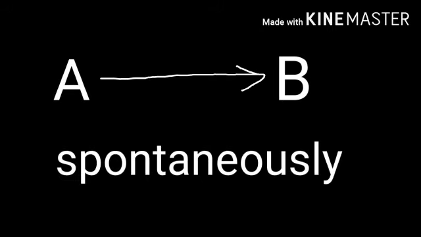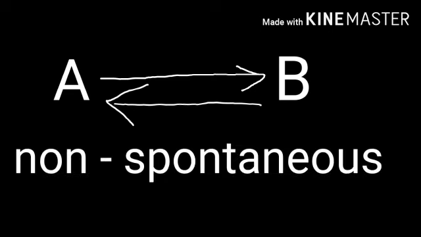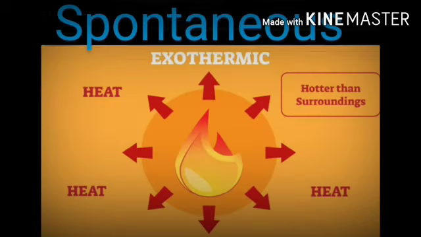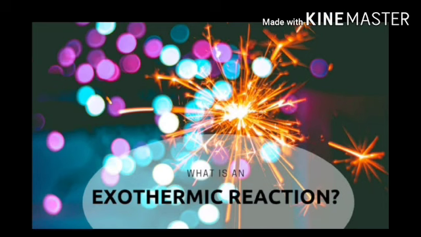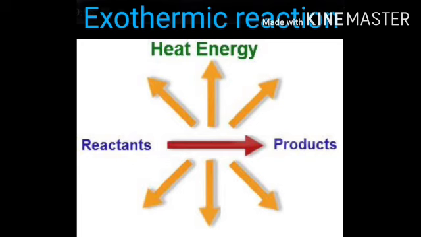From these examples, we know a reaction that takes place in one direction is a spontaneous reaction. A reaction that does not take place in the opposite direction spontaneously is a non-spontaneous reaction. Naturally, the maximum number of exothermic reactions are spontaneous. What is called an exothermic reaction? A particular amount of energy is released when reactants convert into products.